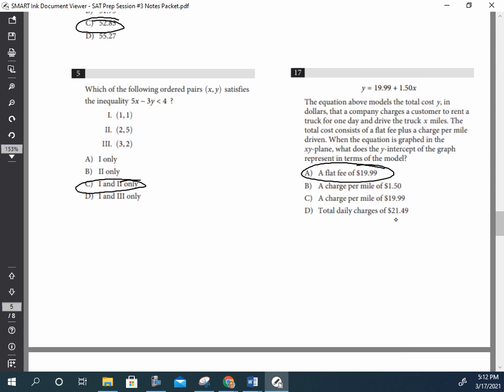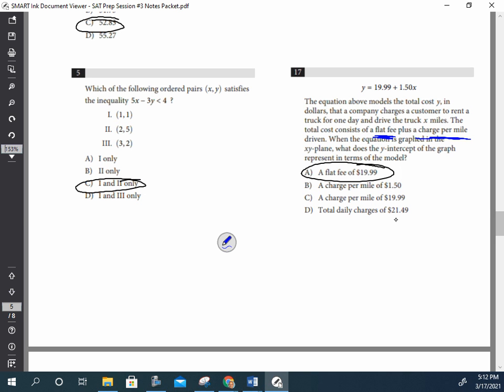Number 17. All right. The equation above models the total cost Y that a company charges a customer to rent a truck for 1 day and drive the truck X miles. The total cost consists of a flat fee plus a charge per mile driven. When the equation is graphed in the XY plane, what does the y-intercept of the graph represent?